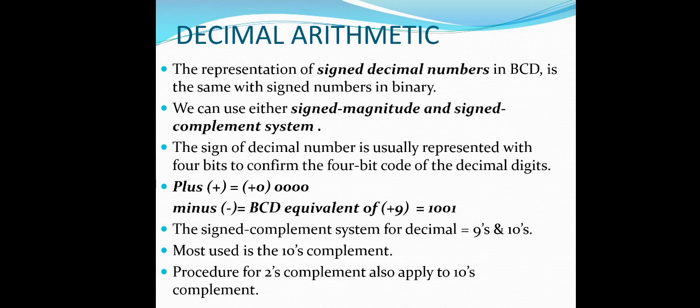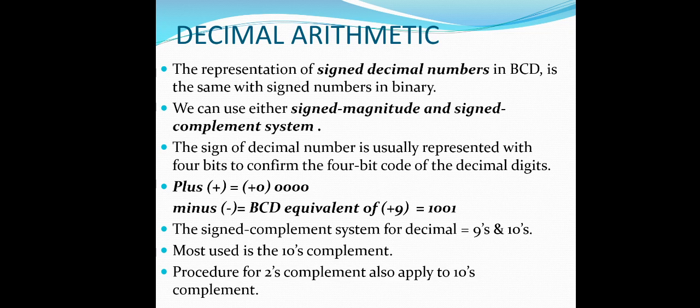So the representation of signed decimal numbers in BCD is the same as signed numbers in binary. We can use either the signed magnitude or the signed complement system. The sign of a decimal number is usually represented with 4 bits to conform to the 4 bits of the decimal digits, so signed numbers are represented with the sign magnitude and sign complement system.